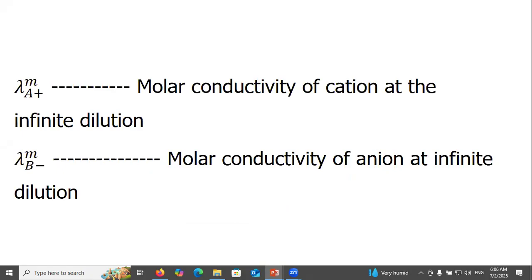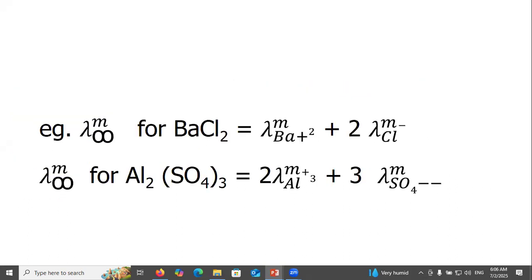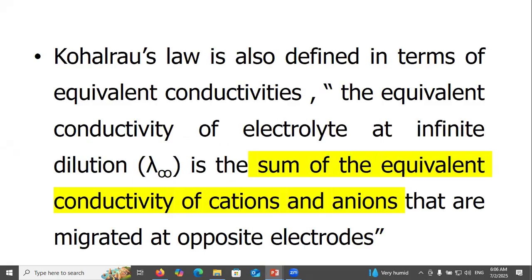Lambda A plus m, molar conductivity of cation at infinite dilution. Lambda B minus m, molar conductivity of anion at infinite dilution. For example, barium chloride. Kohlrausch's law is also defined in terms of equivalent conductivities.